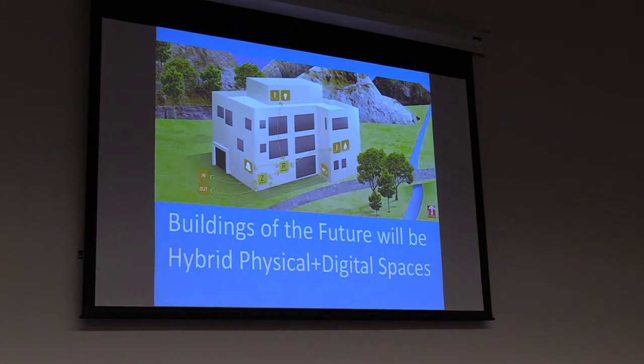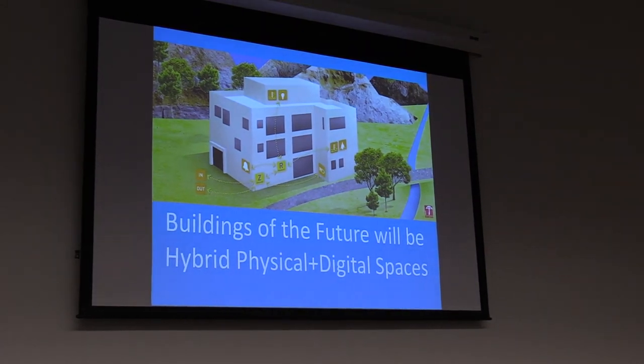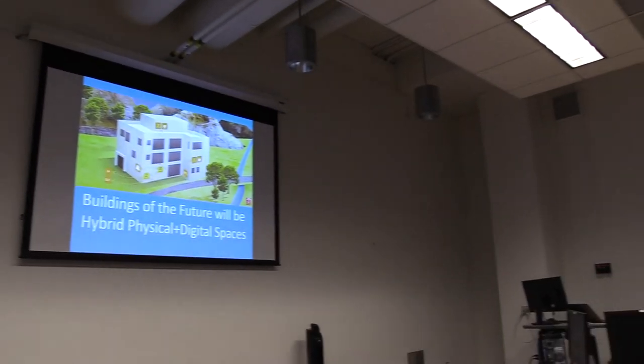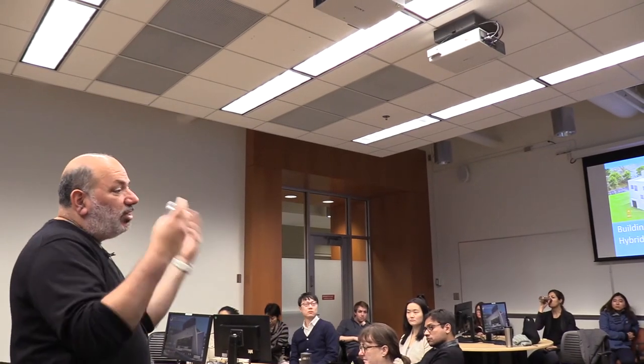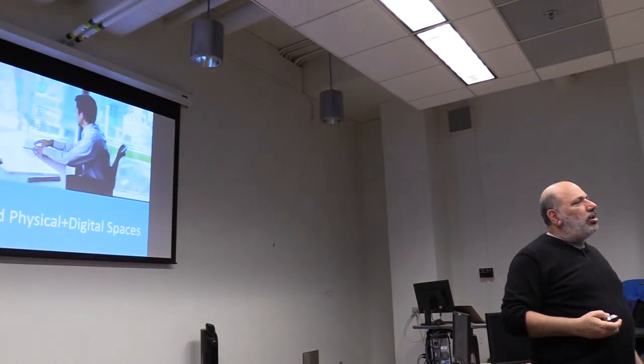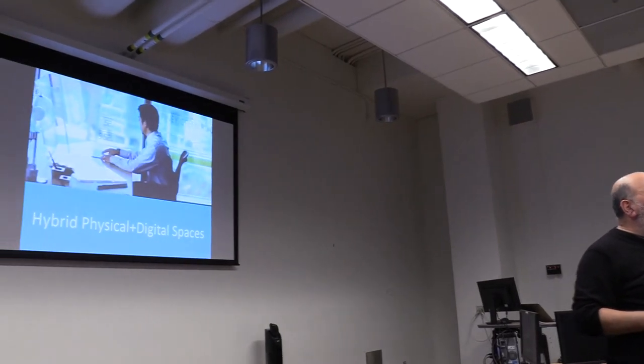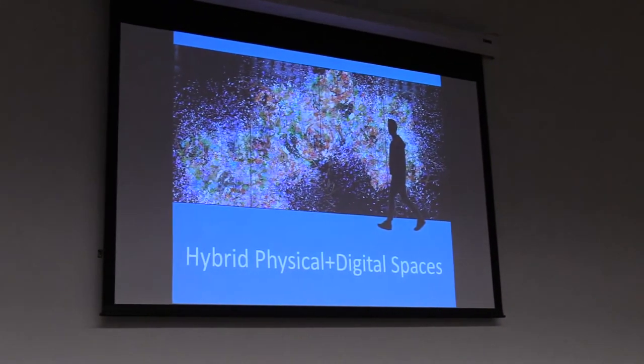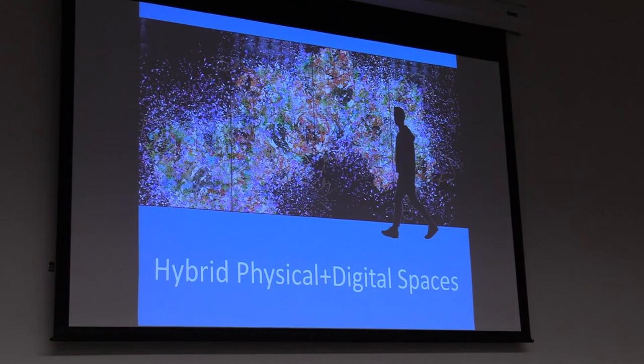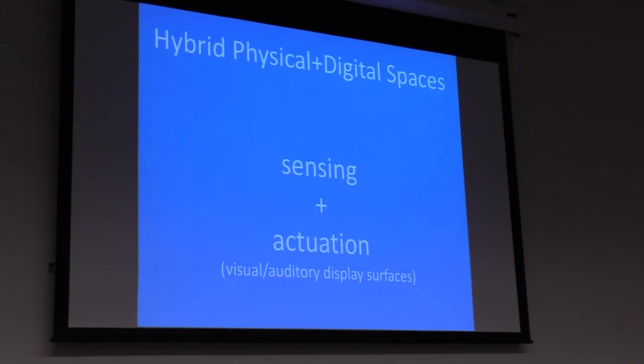But I'd just say buildings of the future, I think, are going to be this hybrid between the physical and the digital. And we're already seeing that a lot for sensing for energy and security. But how can we use that sensing to actually improve people's wellness? So we know we're going to have all these screens, whether it's in a room like this, or in your office on the wall or along the corridor. How can we use those displays, for example, to change people's behavior?